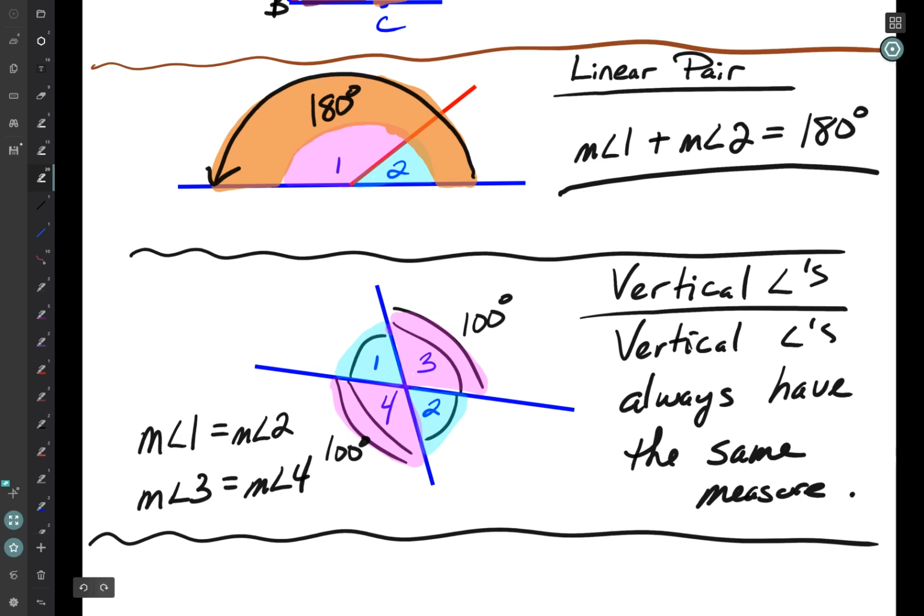There's 80 left for it, right? Agreed? It's all perspective, which makes this one also what? When you have two lines intersecting, if I give you one angle, I give you all of them. Make sense?